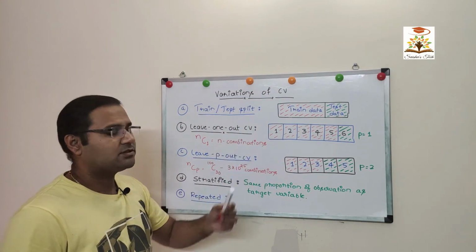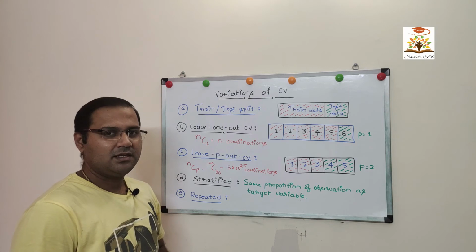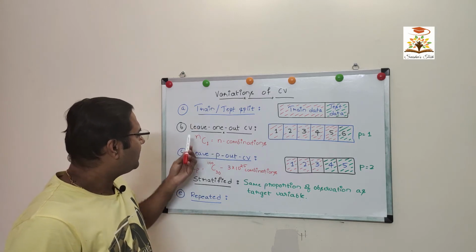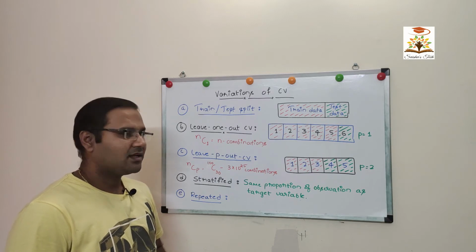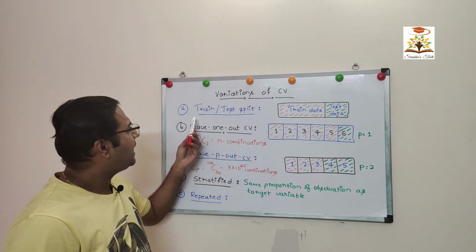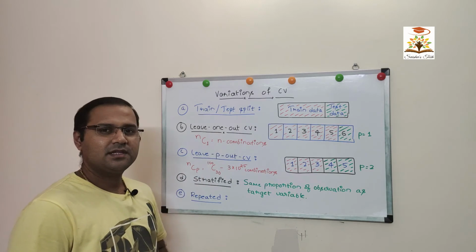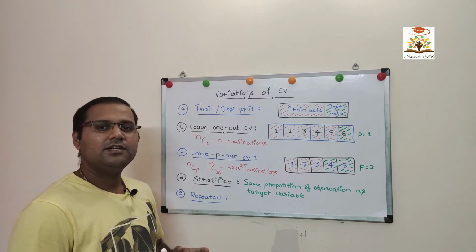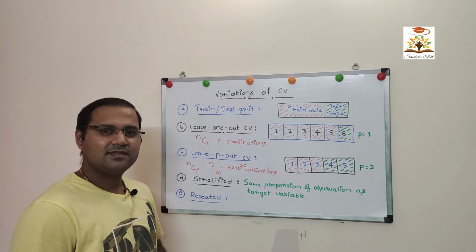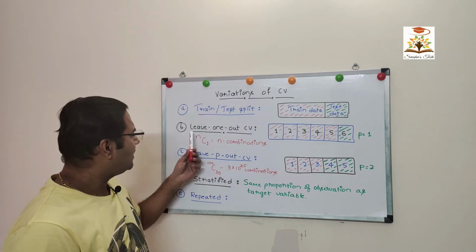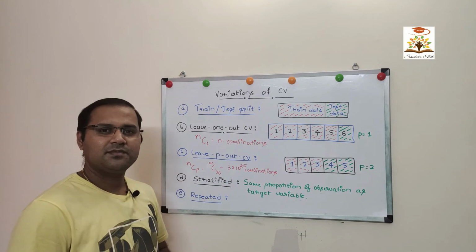We have different variations of cross-validation. In this scenario, we are understanding 5 types of variations. In the first variation, we have train and test split. This is the variation which is widely used in the industry, wherein you split the data into train and test by choosing randomly. The second variation is leave one out cross-validation.